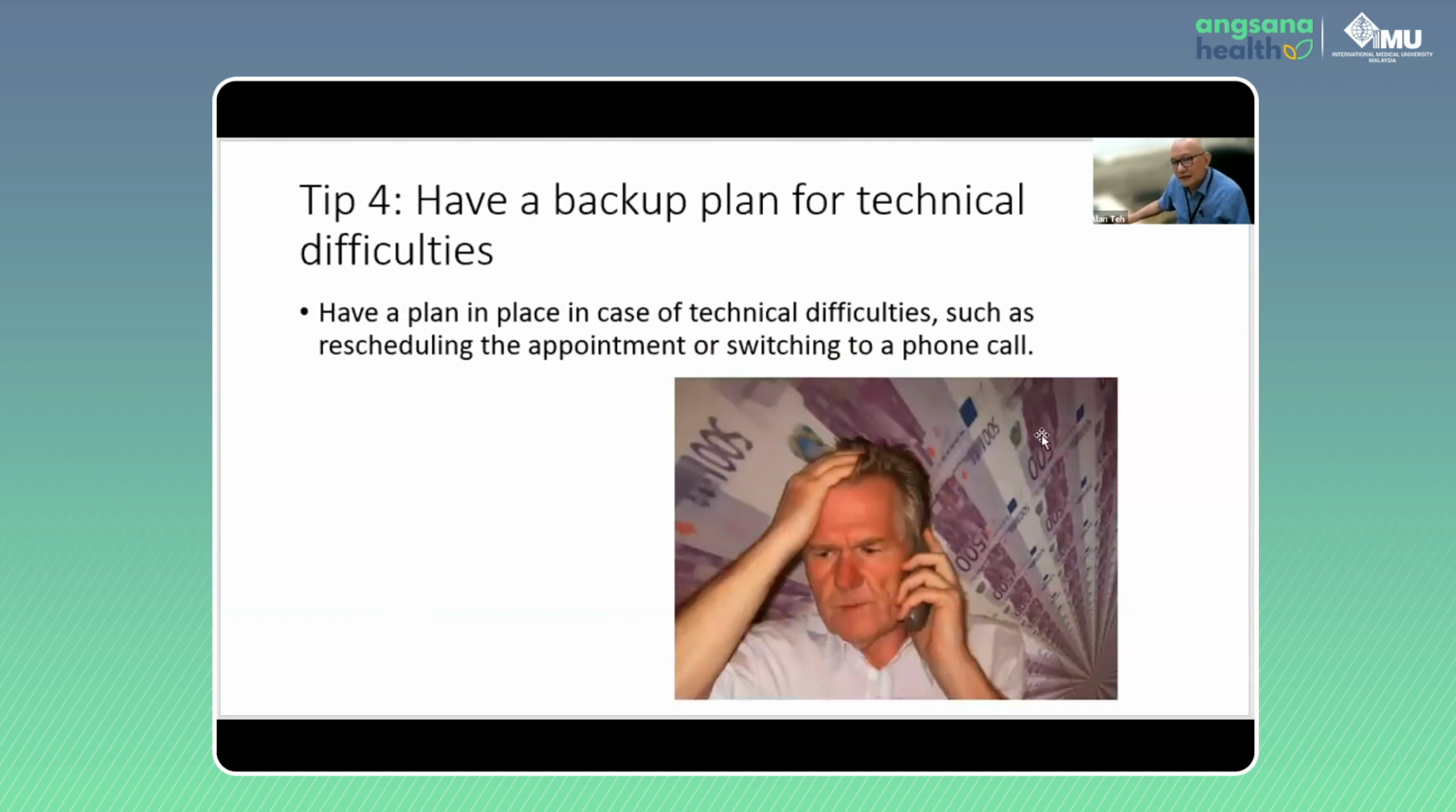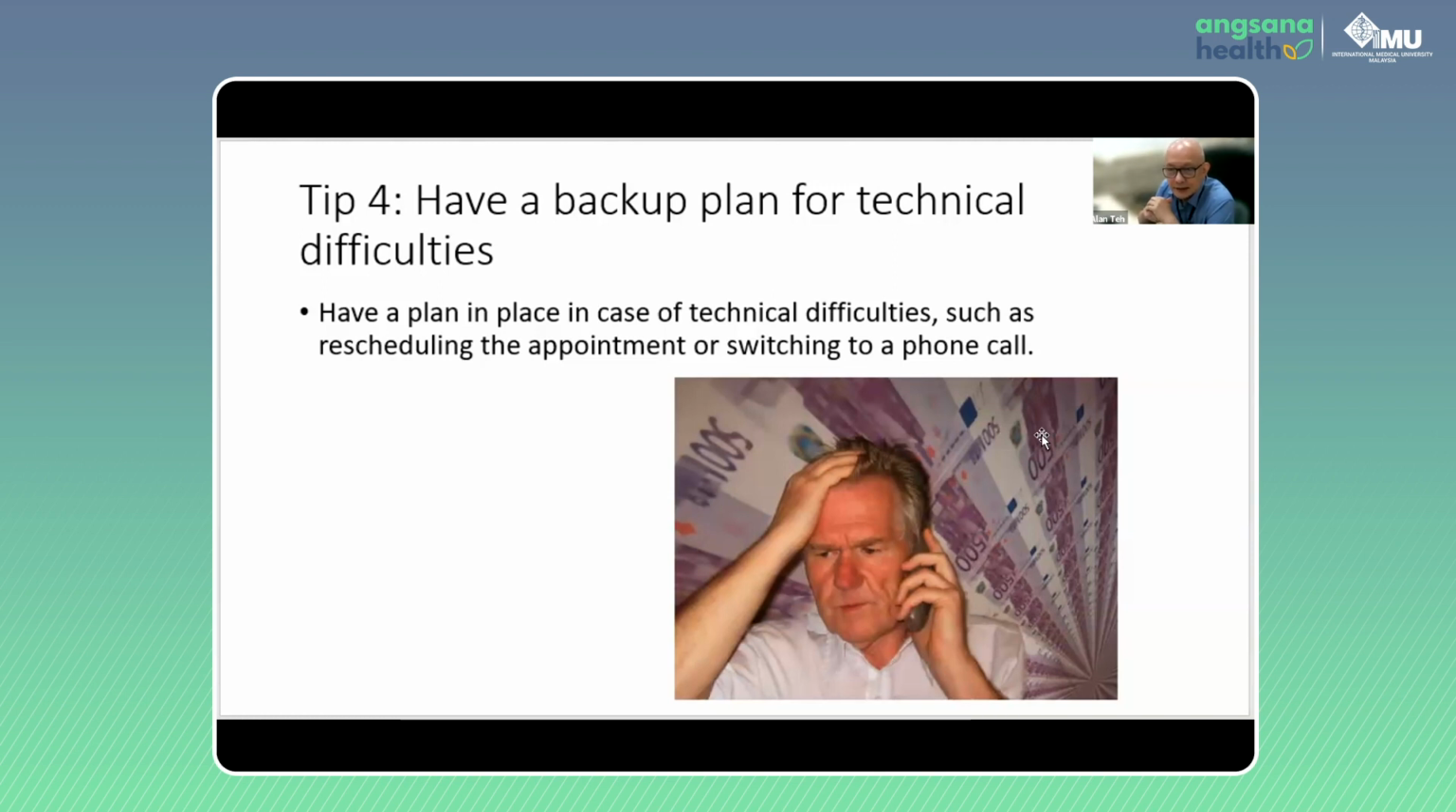Backup plan for technical difficulties. I've had this happen to me on a few occasions only. I was using Doxy.me, and I could see the patient, but for some reason, I could not hear her. Maybe she didn't set up the microphone properly, but I could identify it was her. So in the end, we resorted to half and half. It was a video consultation using Doxy.me. I could see her, but I actually rang her on the phone. So the audio component was on the phone call, but I could see that she was talking to me.